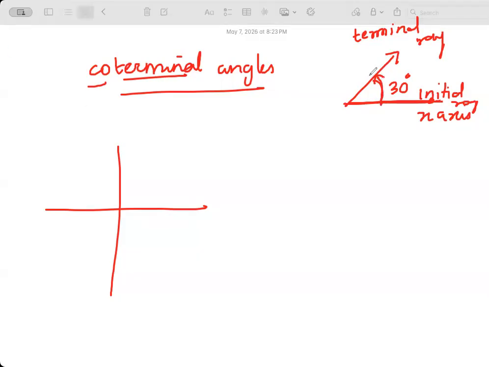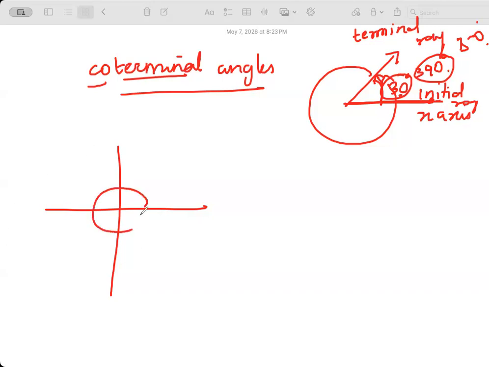Meaning, for this 30 degrees, what is the coterminal angle? This is 30 degrees, right? I can add another 360 to it. I can say, hey, this is 390 degrees. 30 degrees, 390 degrees, and again I can add another 360 degrees and say 750. So 30, 390, 750 are all coterminal angles.